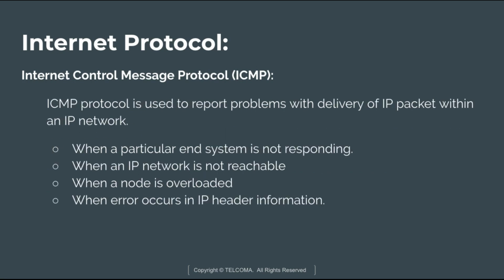The ICMP protocol is used to report problems with delivery of IP packets within an IP network, like when a particular end system is not responding, when an IP network is not reachable, when a node is overloaded, and when an error occurs in IP header information. So these are the problems that are reported by the ICMP protocol to the device.